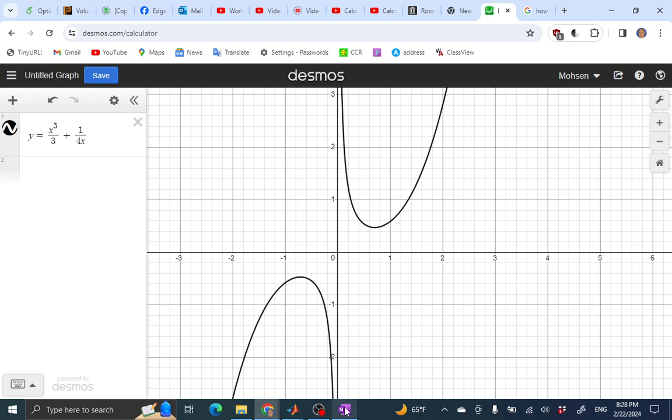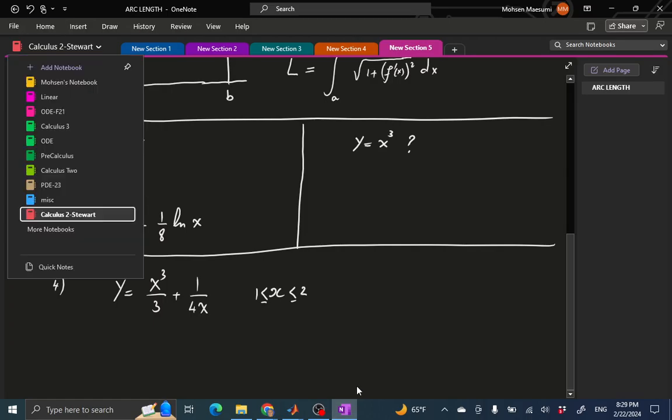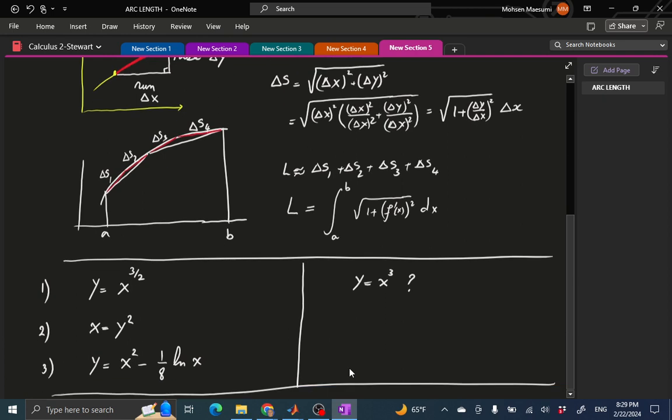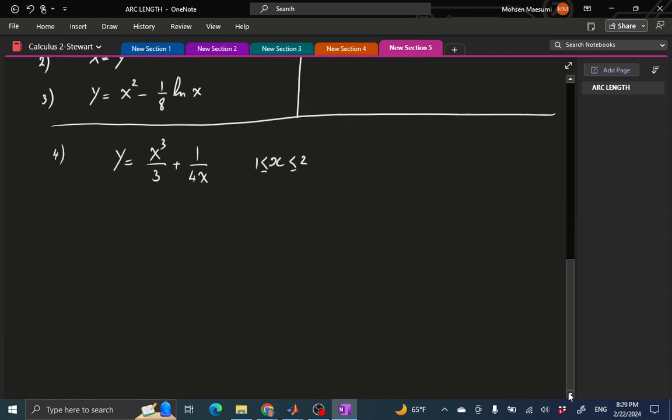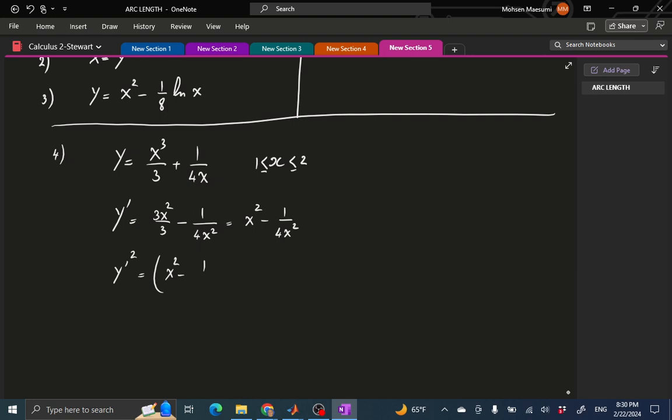So we go back to our scratch paper. First step is to find the derivative. I take the derivative of the first term, 3x squared over 3, and the derivative of 1 over x is minus 1 over x squared. Simplify: x squared minus 1/4 of x squared. Next we need y prime squared, the derivative squared. So I need x squared minus 1 over 4x squared, all squared.